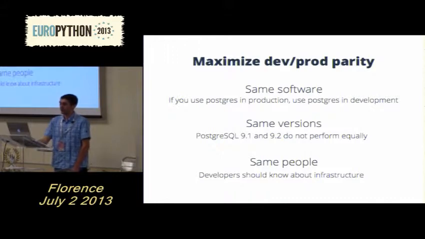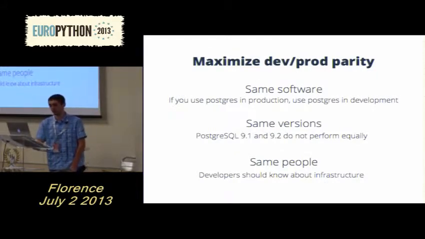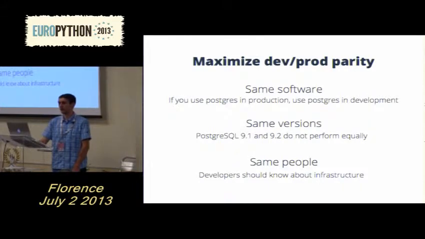And it's very important for predictable deployments to have as little difference between all different environments as possible. So if you use Postgres in production, then you need to use Postgres in development as well. And even more importantly, the versions must be the same. So Postgres is a nice example. Between 9.1 and 9.2, it has very different performance on count queries, for instance.